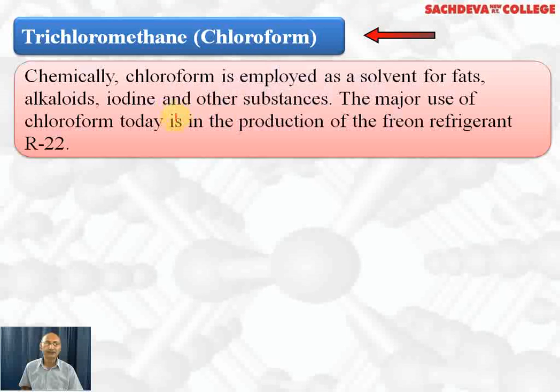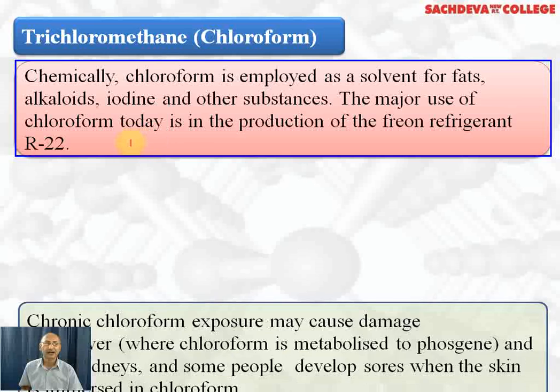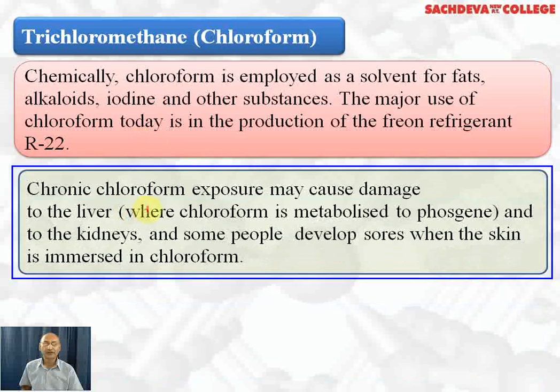Next, the uses of trichloromethane. Chemically, chloroform is employed as a solvent for fats, alkaloids, iodine and other substances. The major use of chloroform today is the production of freon, which is a refrigerant named R22. Chronic chloroform exposure, meaning long chloroform exposure, may cause damage to the liver, where chloroform is metabolized to phosgene, and to the kidneys, and some people develop sores when the skin is immersed in chloroform.